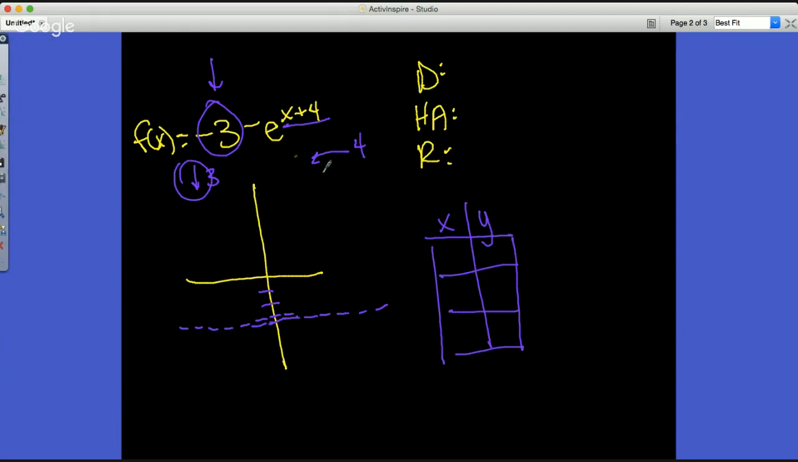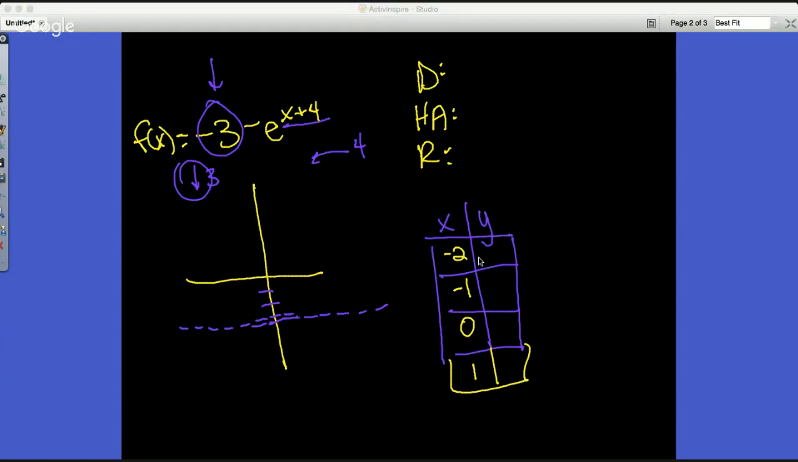Then I'm going to come over to my x, and let's plug in a couple. Let's go like negative 2, negative 1, 0, and let's plug in 1, okay? Now, if I plug in negative 2, I get negative 2 plus 4, which would be 2. So it's really e to the second. Now, you will have your calculator for this one, so you'll be able to graph it. So e to the second, let's make that negative there. Perfect. I got negative 7.39. Then I'm going to subtract 3 to get negative 10.4. So yeah, let's say negative 10.4.